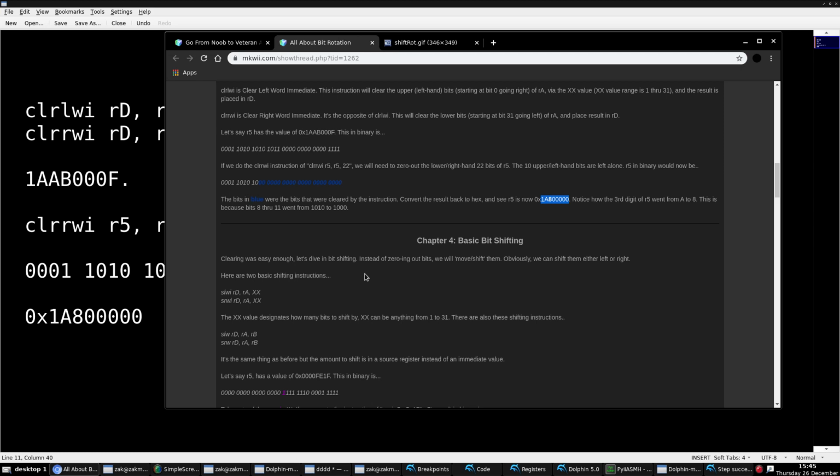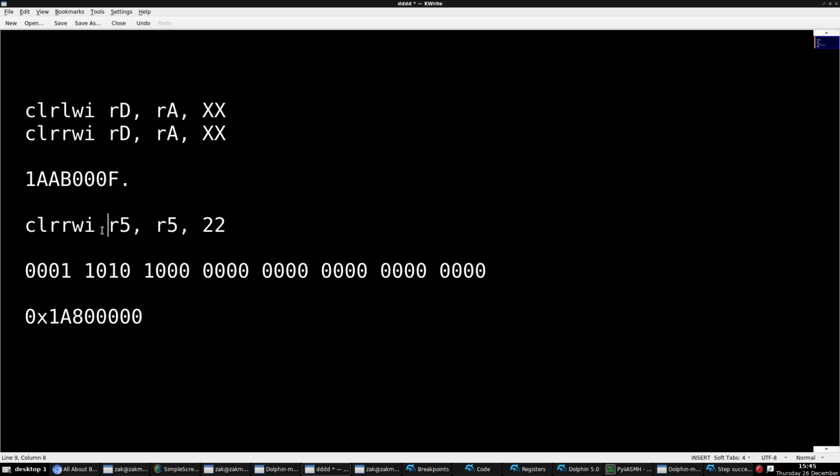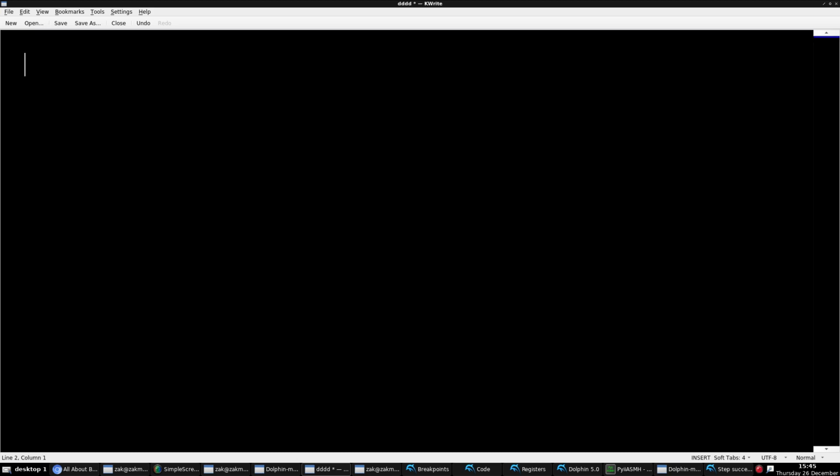Okay, to the next chapter. We have basic bit shifting, simplified mnemonic. You have this, and you also have that, but you can also have this. Really simple. Left is for left, right is for right. For the immediate, you'll have a value, anything from 0 to 32.